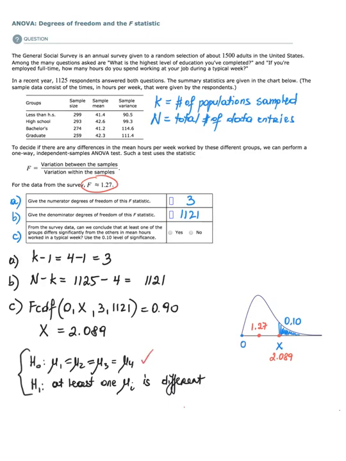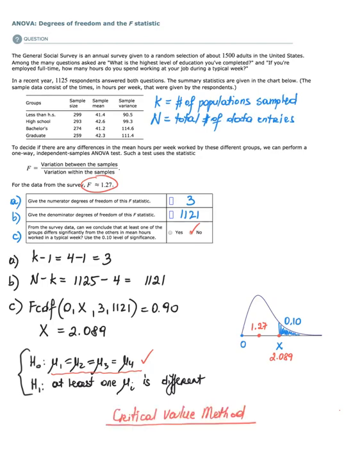My answer to part C will be, can we conclude that at least one of the groups differs significantly from the others in mean hours worked? Well, not really, because I kept the null hypothesis, which claimed that means are approximately equal. Well, they're not ideally equal, but there's no significant difference really. That's what it means. And my answer to the question will be no, I cannot conclude that at least one of the means is different.